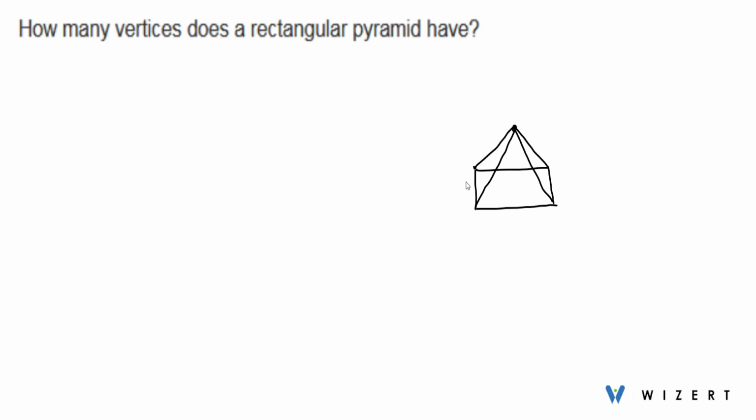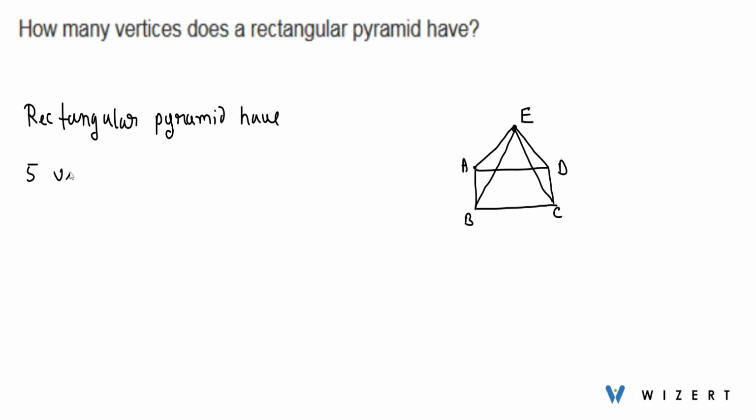So let's name the vertices: A, B, C, D and E. As you can see from the diagram, there are 5 vertices. So a rectangular pyramid has 5 vertices, and this will be our final required answer.